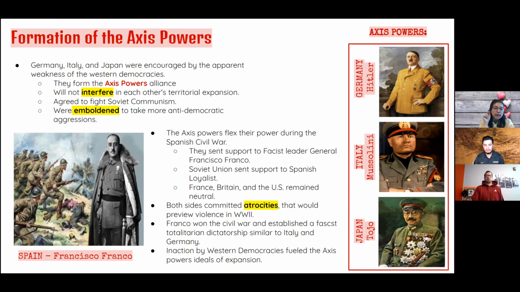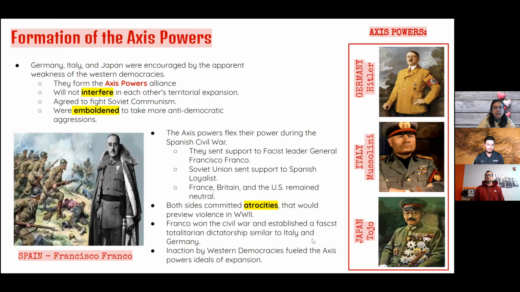Together, they were more emboldened to take more anti-democratic aggressions. So they see that individually they are committing these acts of aggressions against their neighbors, and they think, well, if they're not doing anything to each of us individually, I bet you if we all link up, they're especially not going to do anything to us. And that's basically what happens.